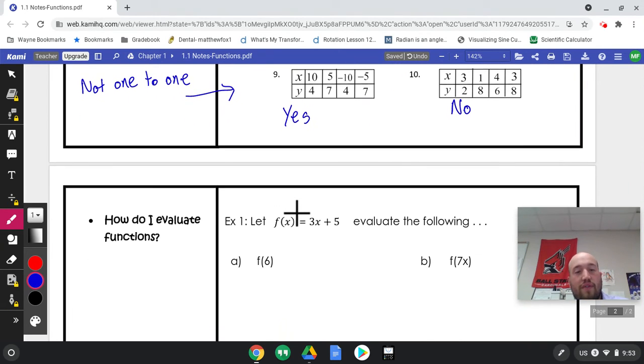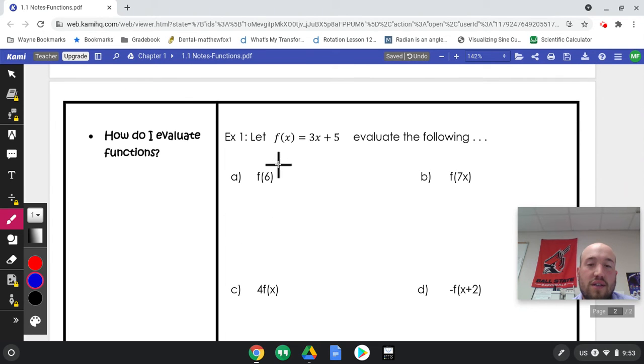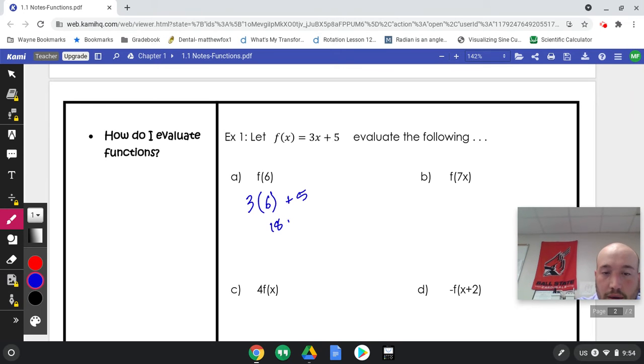Now, how do I evaluate functions? Okay, so if we have a function, and in this case, it's written as f of x. Basically, anything that's in parentheses, we plug in place of x. So instead of f of x, it's f of 6. So every time there's an x, we'll replace it with a 6. So in this first one, just 3 times 6 plus 5. 3 times 6 is 18, plus 5 gives us 23.